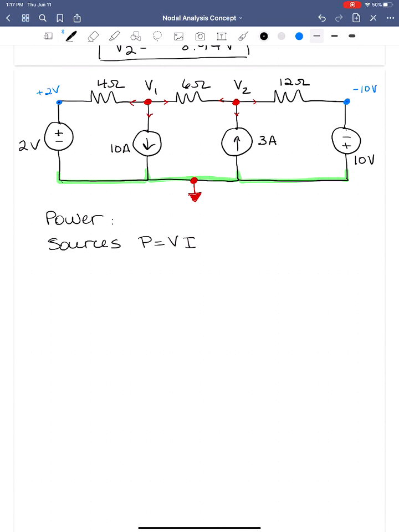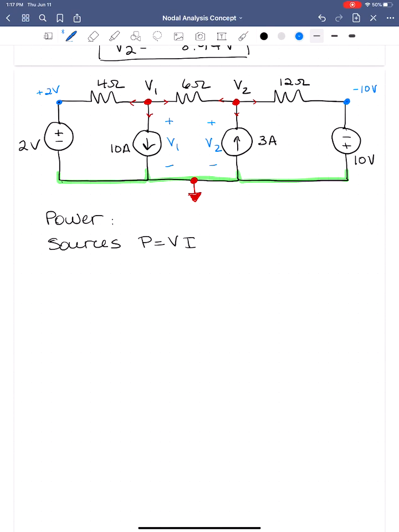Okay, so if we look at the current sources here, and we think about what the voltage drops look like across the current sources, this is V1 and this is V2, right? V1 minus 0 gives us V1, plus V2 minus 0 gives us V2. Okay, so we know that. So it's easy to find the powers associated with this.